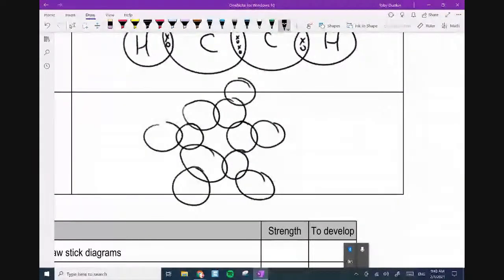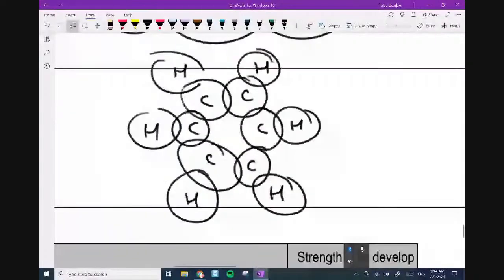Carbon, carbon, carbon, carbon, carbon, carbon, H, H, H, H, H, and H. Right, so some of them have, I'm going to do this in red now, double bonds, so I'll do this one as a double. Then this one as a single, then this one as a double, and then this one as a single, and then this one as a double, and this one as a single. There we go, and then they're all 1 and 1.